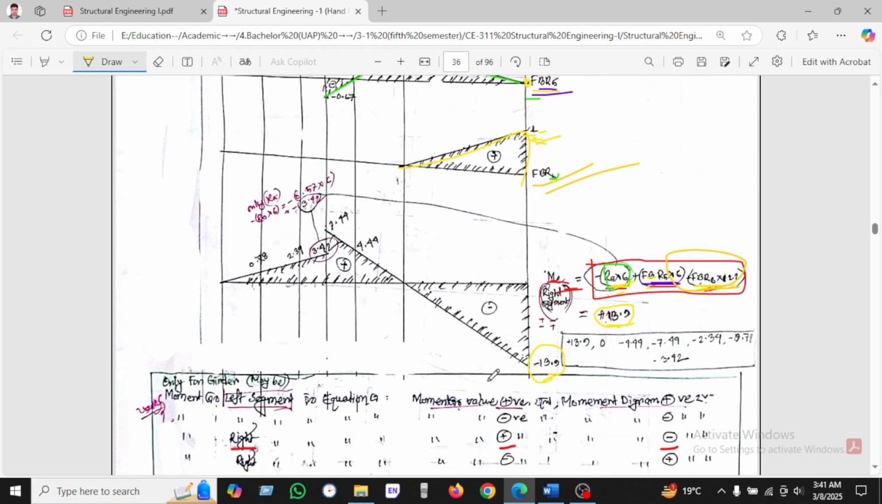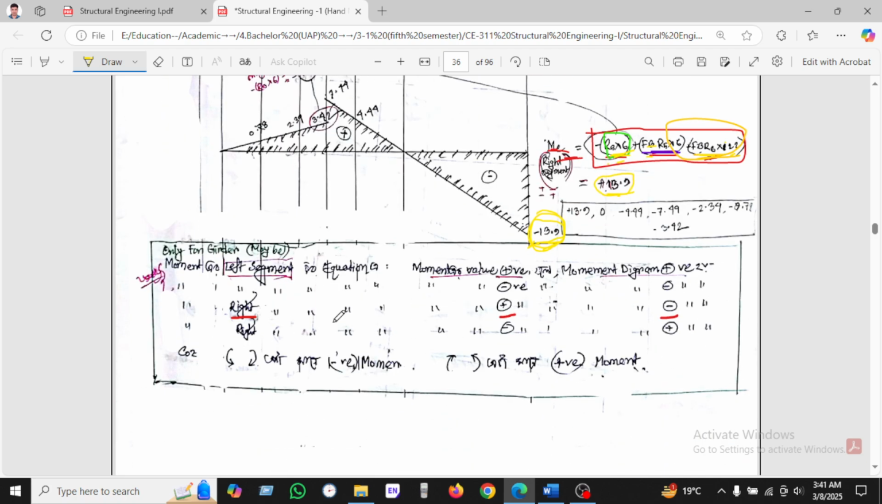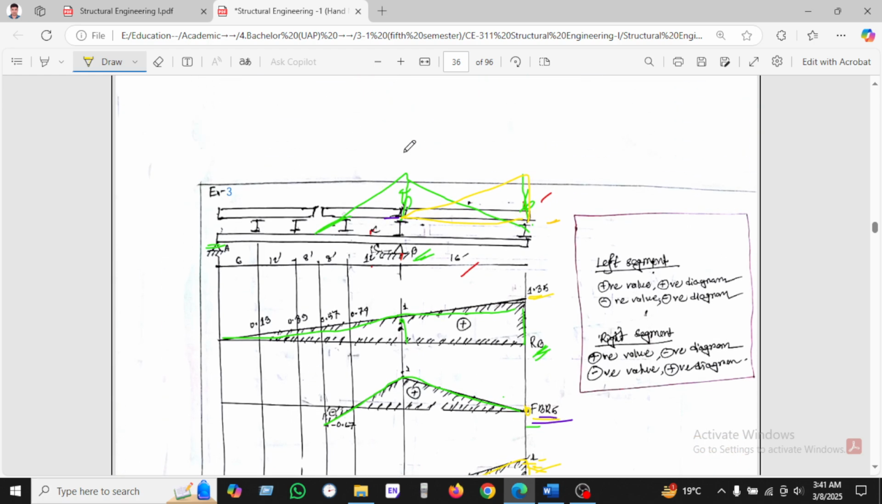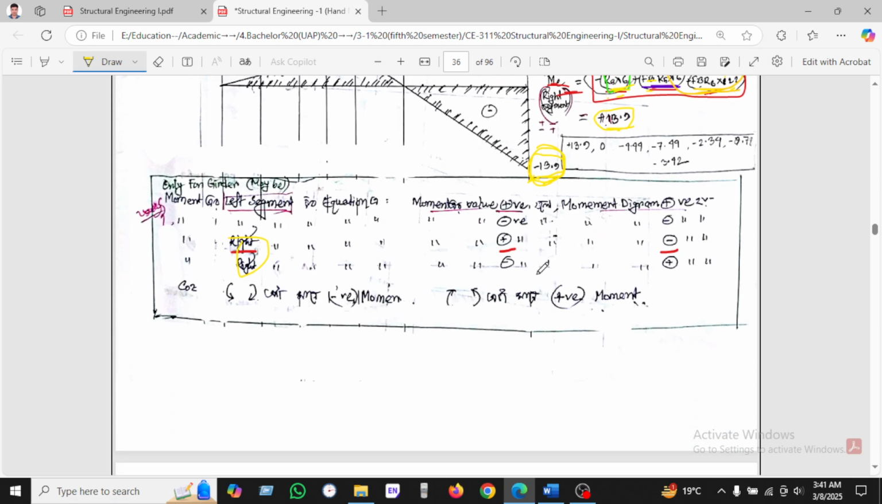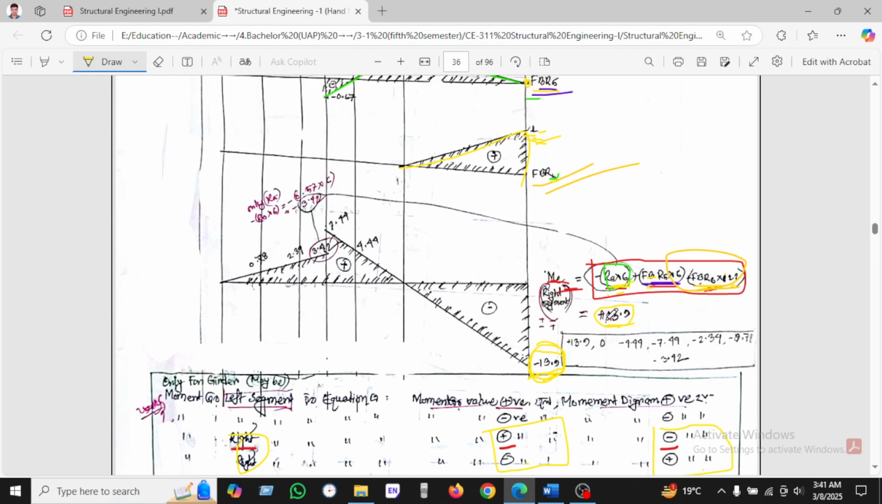So we are not writing positive 13.5, rather we are writing negative 13.5. Why? Because when we are taking the segment of the right side, this is the right side of point C, then the value will be changed, and the positive value will be a negative diagram, and the negative value will be a positive diagram. So since we found the positive value, the diagram will be negative.